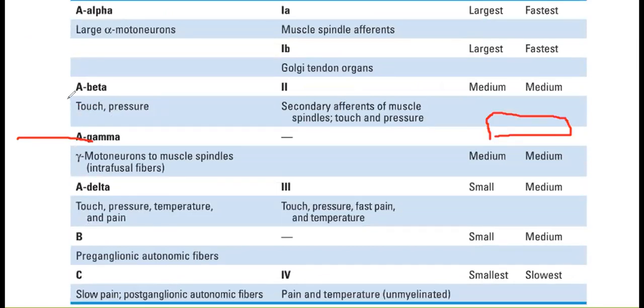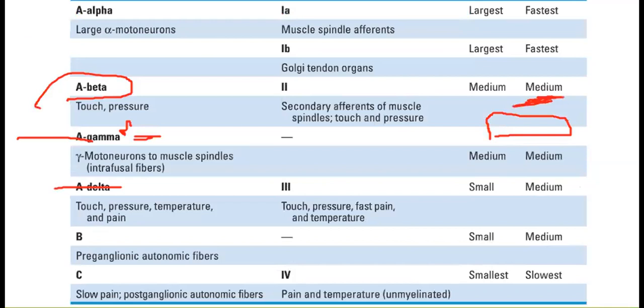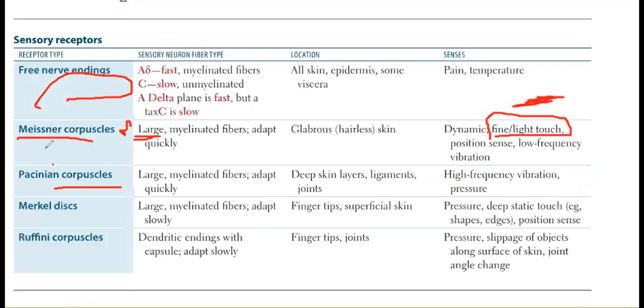We are talking about the beta ones, okay? We are talking about the beta ones because their conduction is medium, that is faster than delta, so they will reach more quickly. So their sensory neuron fibers are large, or in BRS it's written medium. So remember, this is what we are talking about here, okay? The beta ones, Meissner corpuscles, the fibers are beta, okay?